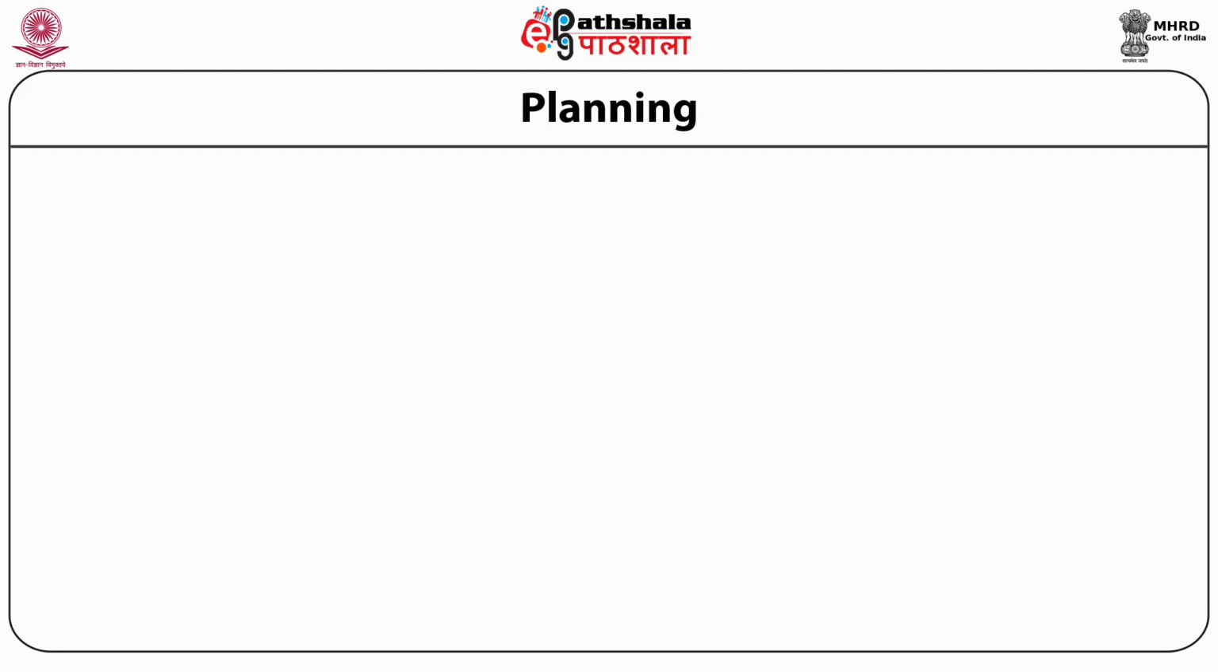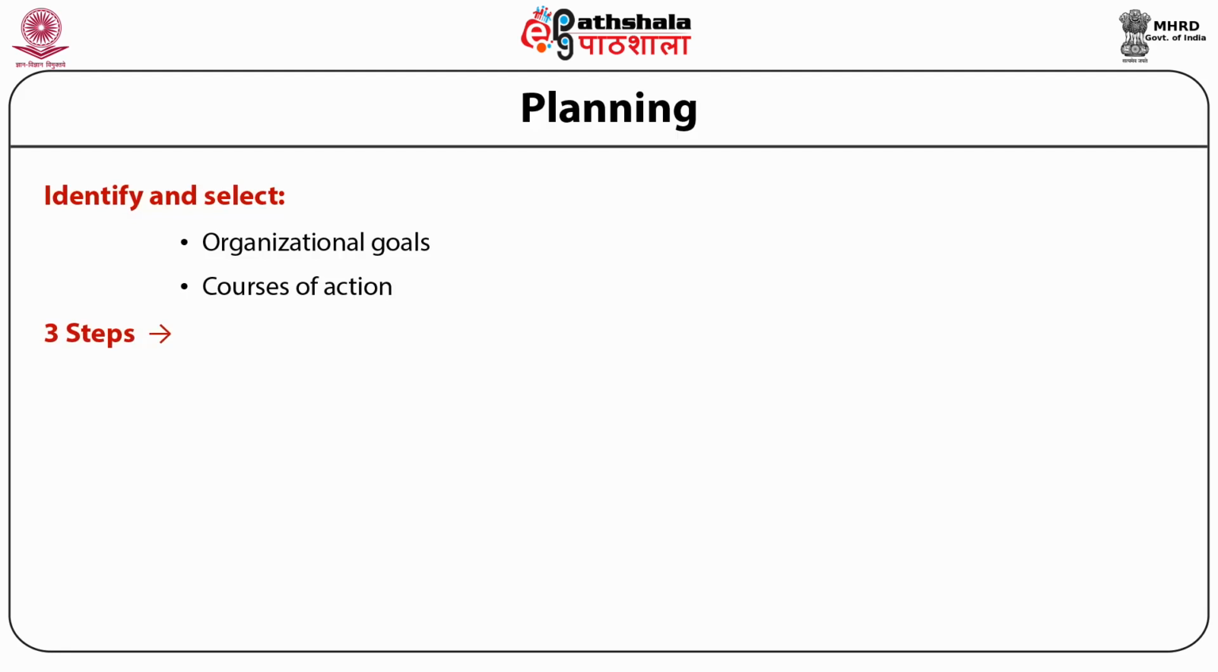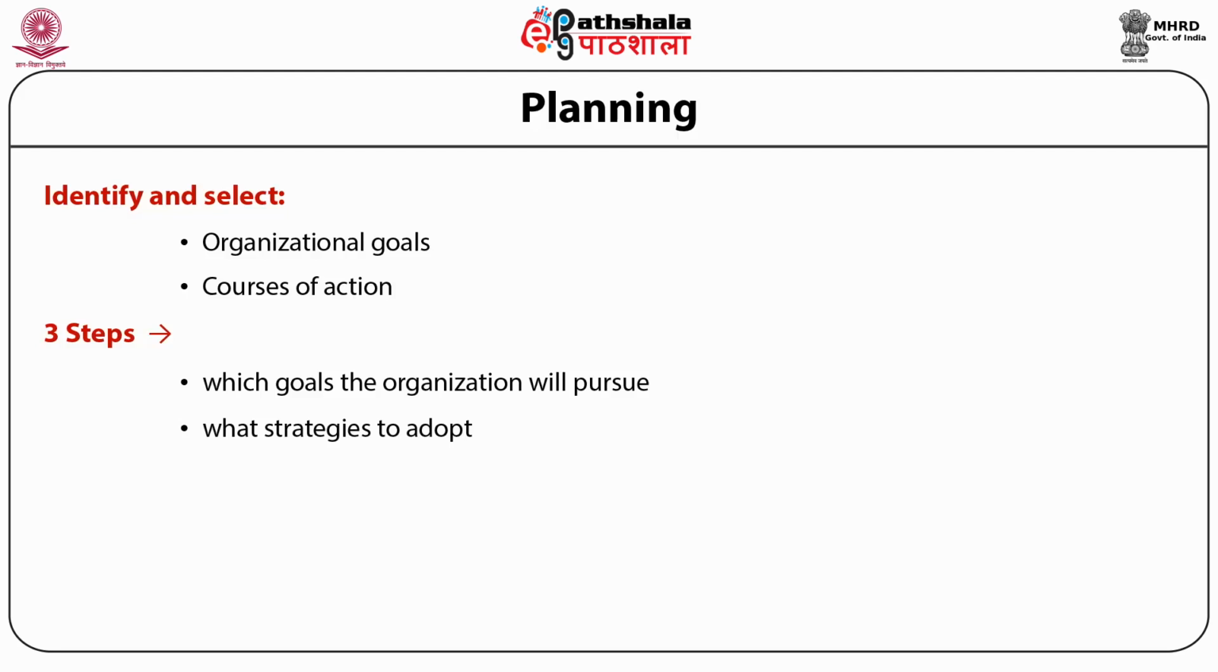Now let's take a peek at the four essential managerial tasks. To perform the planning task, managers identify and select appropriate organizational goals and courses of action. They develop strategies for how to achieve high performance. The three steps involved in planning are deciding which goals the organization will pursue, deciding what strategies to adopt to attain these goals, and deciding how to allocate organizational resources to pursue the strategies that attain these goals. How well managers plan and develop strategies determines how effective and efficient the organization is.